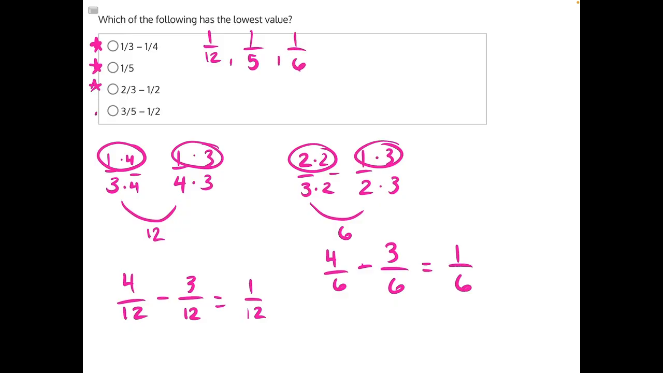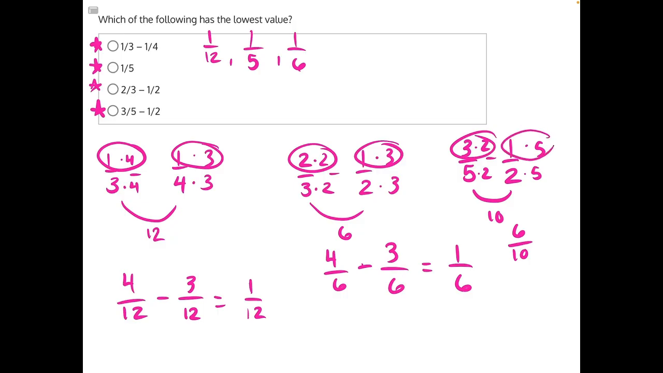Then our last answer choice, we have 3/5 minus 1/2. Our least common denominator here is 10, so we need to multiply this fraction by 2 and this fraction by 5. 3 times 2 will give us 6 over our common denominator of 10, and 1 times 5 will give us 5 over our common denominator of 10. 6 minus 5 will give us 1/10.